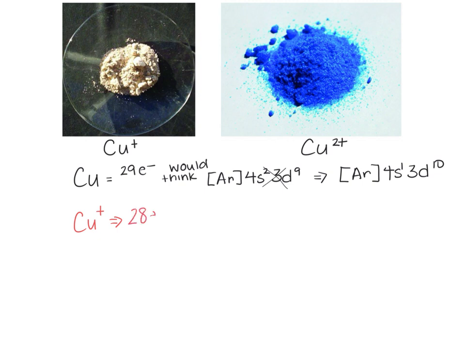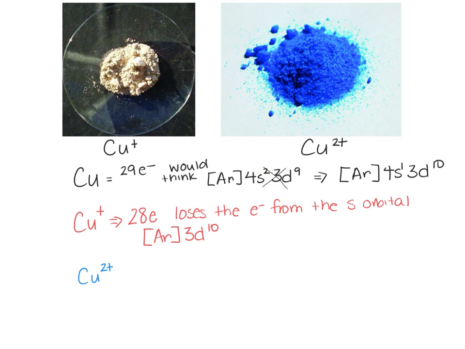Okay. Now, when we have copper plus, it has lost an electron. So now it only has 28 electrons. It loses the electron from the s orbital that's after the noble gas configuration. So copper plus is now argon 3d10. If we look at copper 2 plus, copper 2 plus only has 27 electrons. So now we have to remove one other electron. And it is argon 3d9.